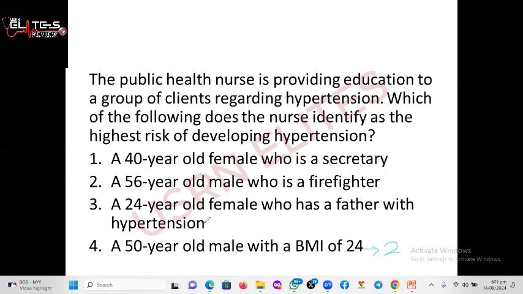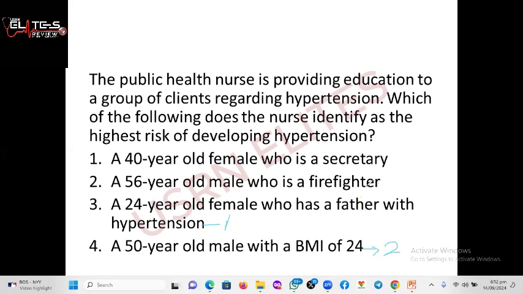Option 3, we have 24 years. It's not a factor. Female is not really a factor, it's the male. And then a father who has hypertension. A father who has hypertension is a risk factor here. So I'll go for just 1 for this person. One risk factor. Okay, so I'll come to option 2.